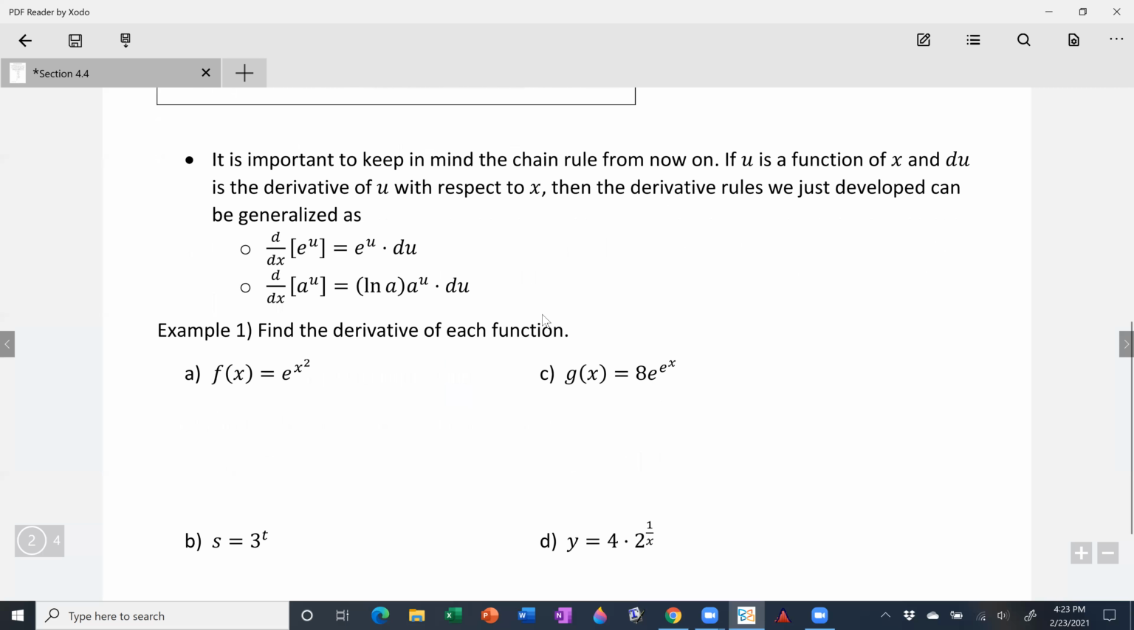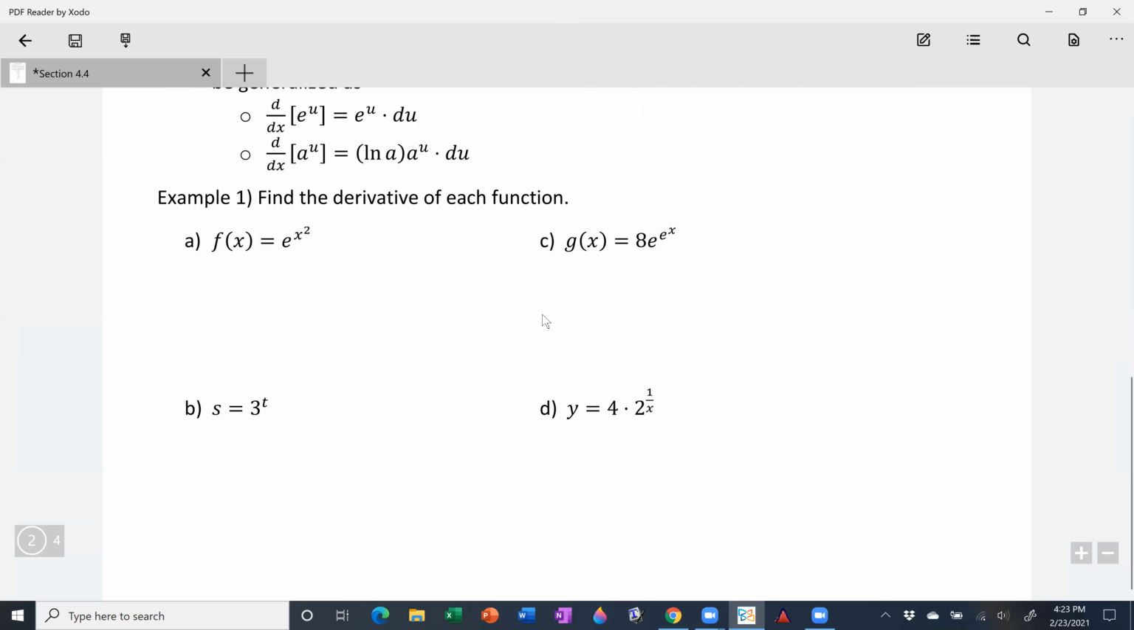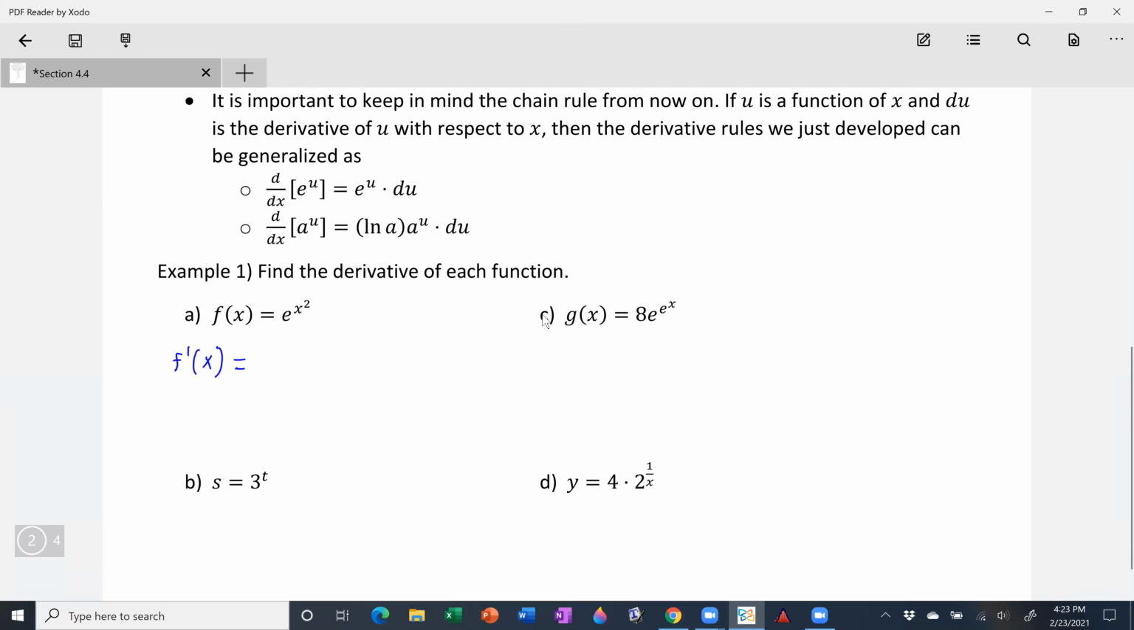All right, so let's go ahead and do example 1 here. Let's find the derivatives of each function. f of x equals e to the x squared. This is technically a chain rule, because we've got e to the u. So f prime of x is going to be itself: e to the u is just itself, all of the stuff, times du, so times the derivative of x squared, which is 2x.